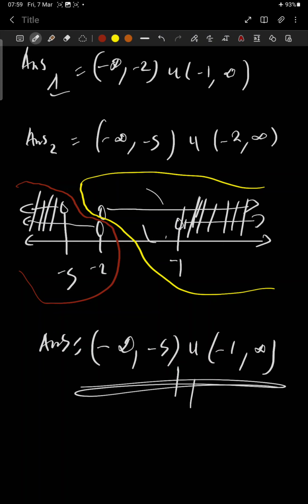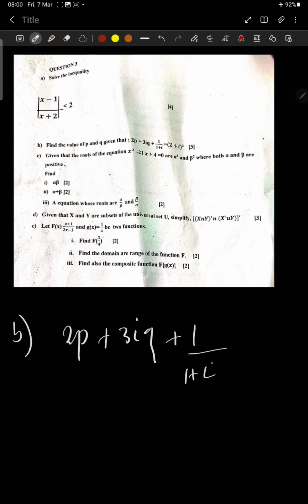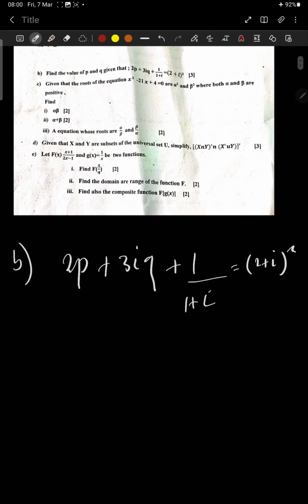Okay, so let's try out the other question. Okay, so guys, we have B. Feel free to pause the video and try it out. Okay, this is under complex numbers. Alright, so they're saying solve for P and Q.